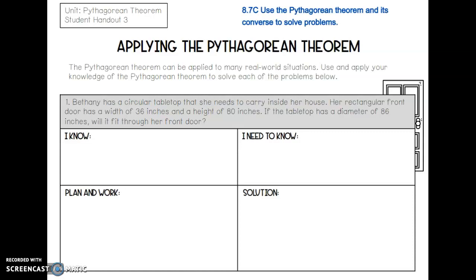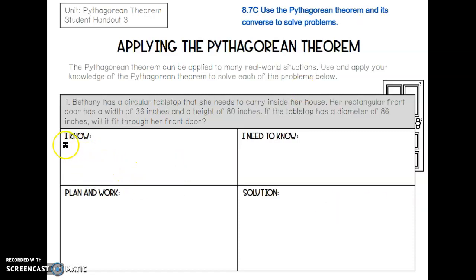Question 1. Bethany has a circular table that she needs to carry inside of her house. Her rectangular front door has a width of 36 inches and a height of 80 inches. If the table has a diameter of 86 inches, will it fit through the door? That is our question. Here's what we know, and I do recommend that you just draw a little sketch.